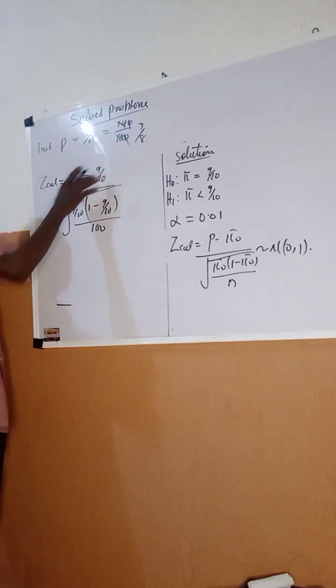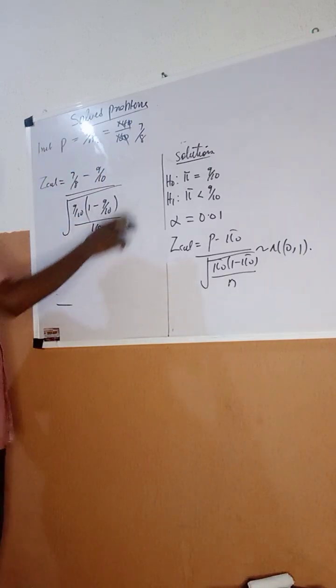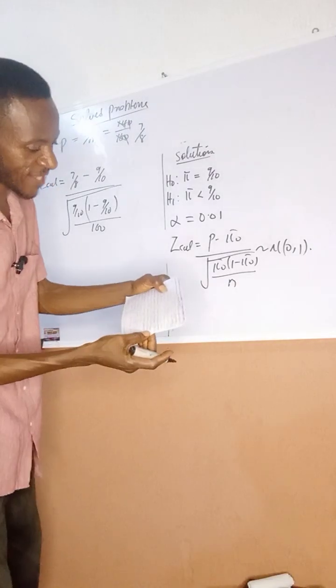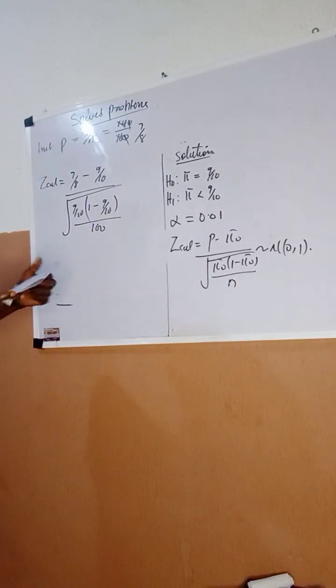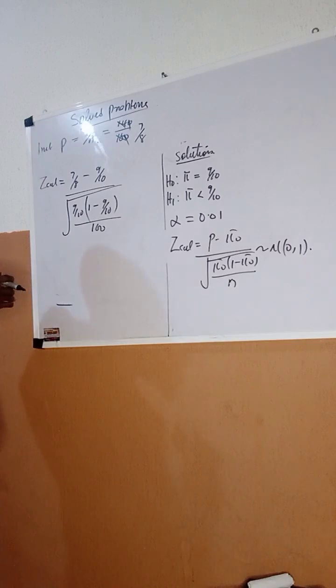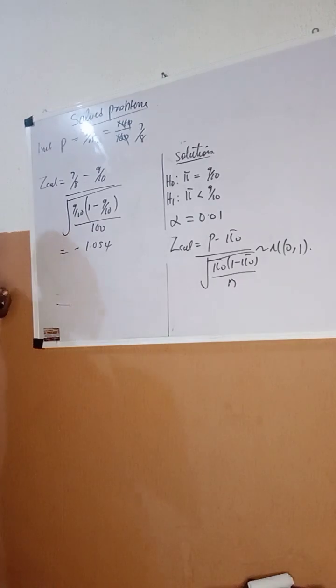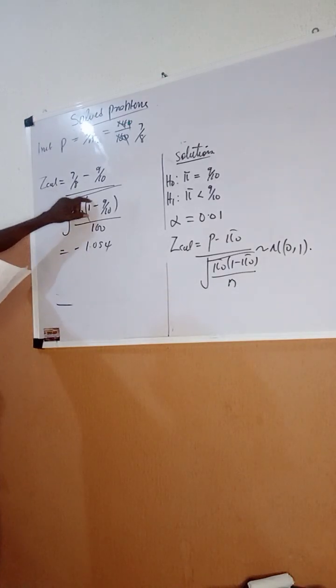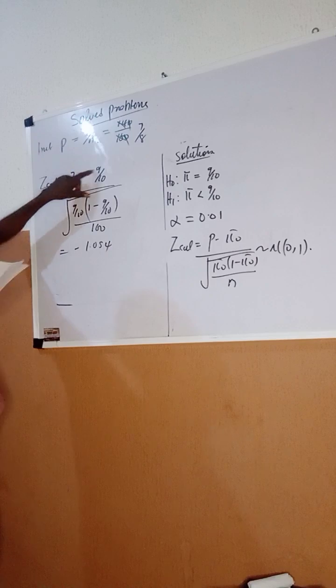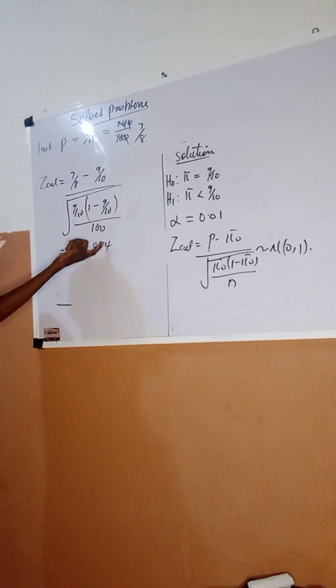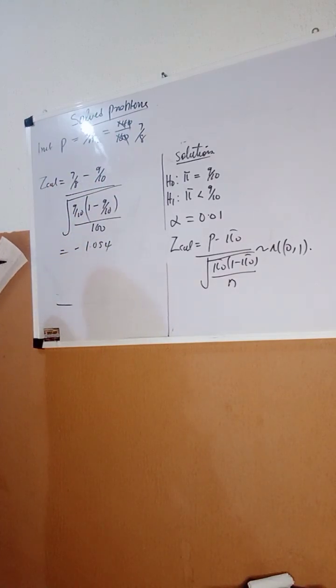And of course, they told us the value of this, that hint they gave us. They say hint that our z-cal equals 1.054. Is given as 1.054. So we now have that this equals minus 1.054. That's the value. So you can try to use a calculator to see whether you evaluate something that is close to this. So this is the value of our test statistic.